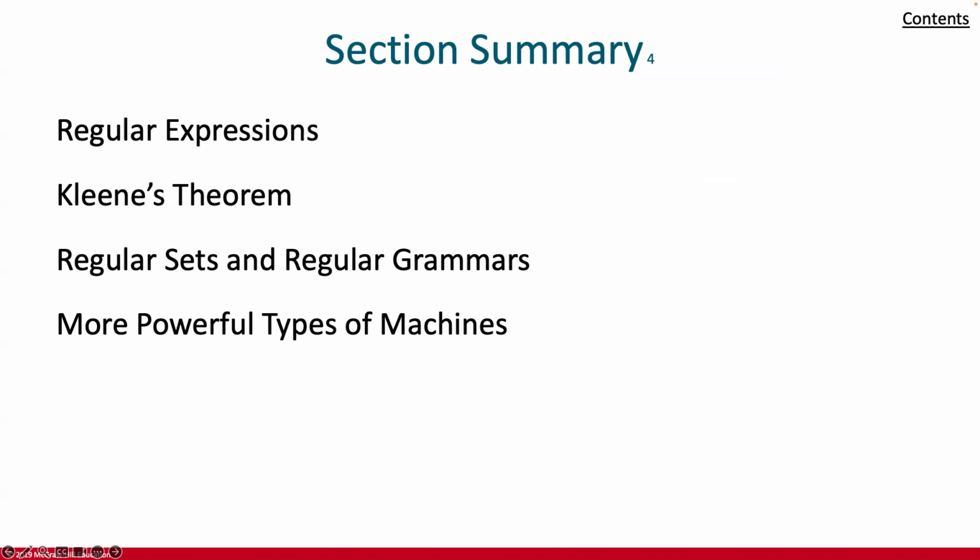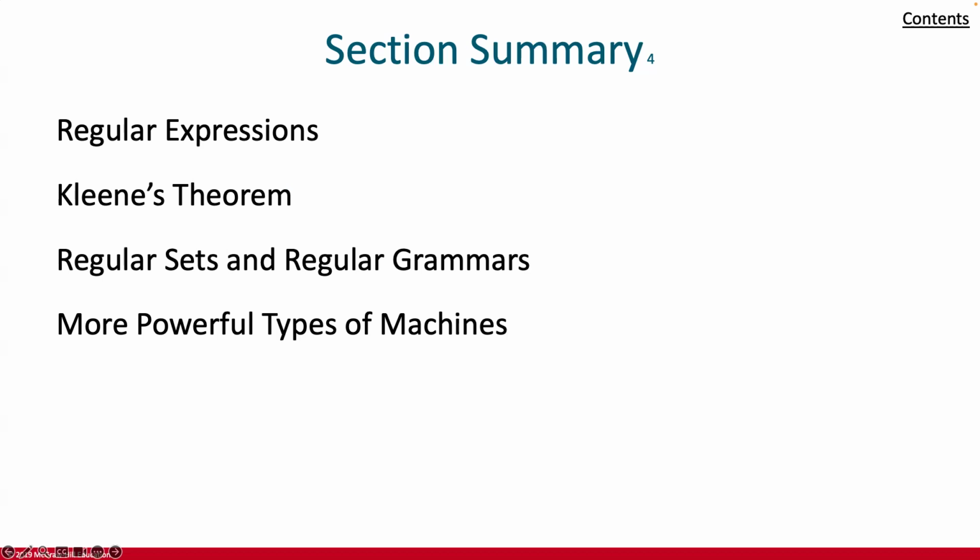Finally, there are sets that cannot be recognized by any finite state automaton. We will get an example of such a set. We will briefly discuss more powerful models of computation, such as pushdown automata and Turing machines. Turing machines will be what we'll be focusing on as we finish up this lecture and this chapter.